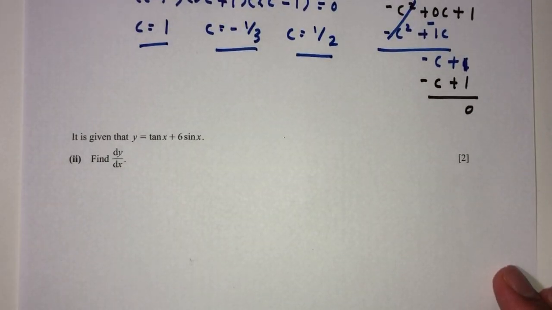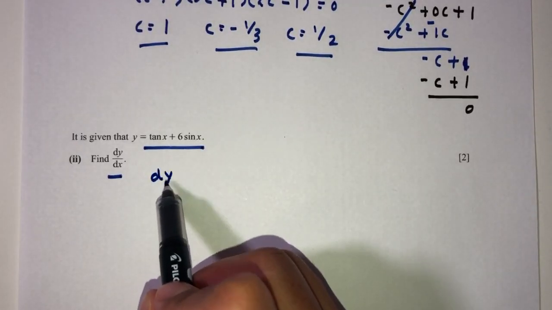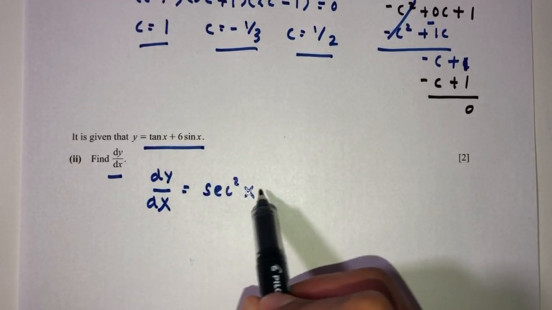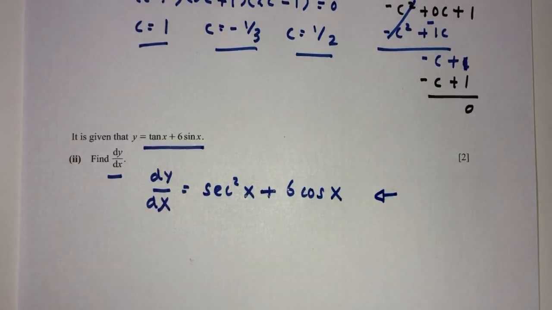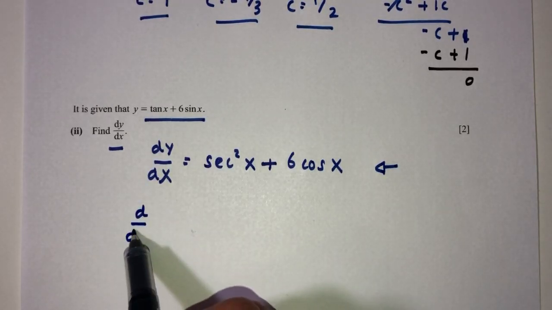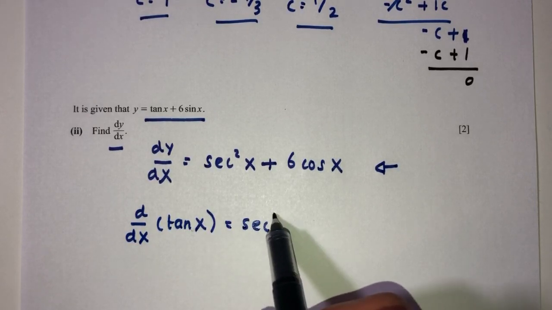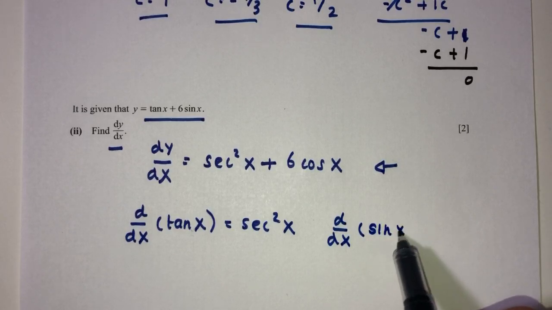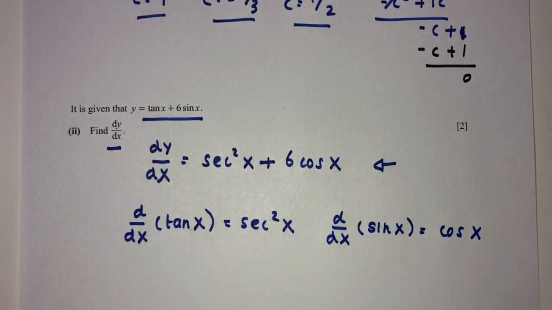Now for part 2, we have y equal to this. Find this. Pretty easy. dy by dx. So first one will become sec square x plus 6 cos x. This is your answer for part 2. So basically, by one we have to know that d by dx of tan x is sec square x and d by dx of sine x is cos x. Then we can just replace to find this answer.